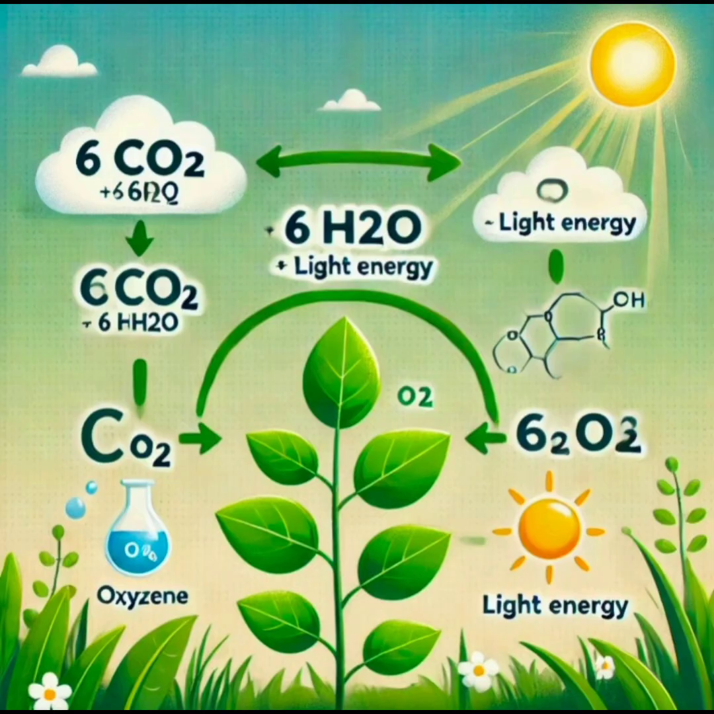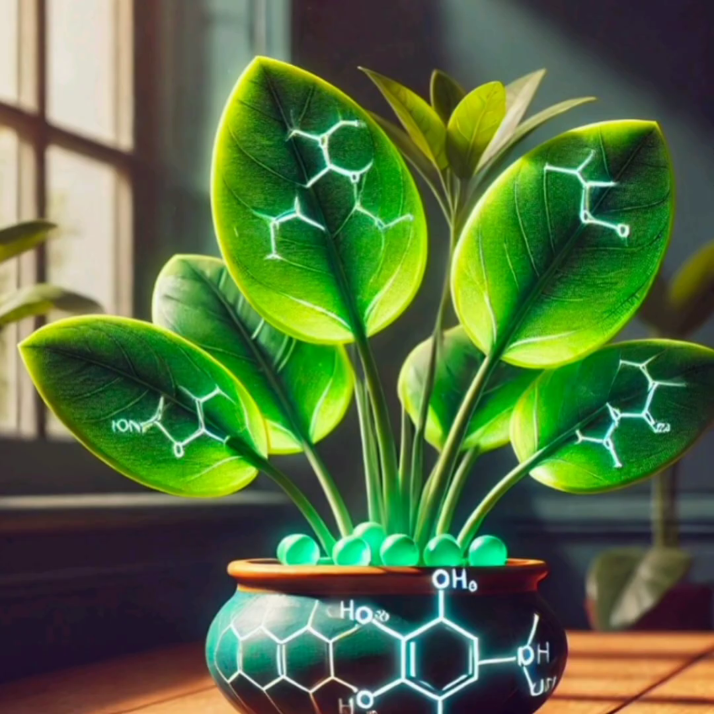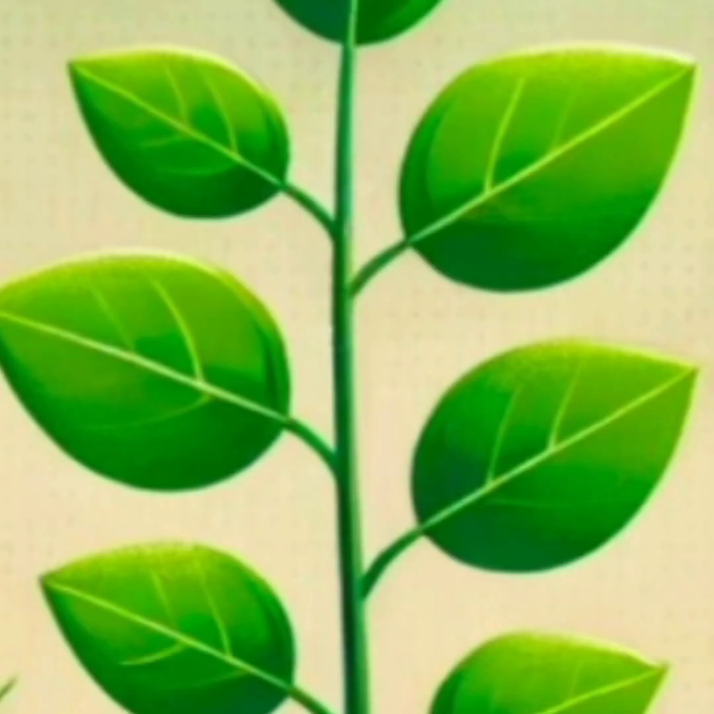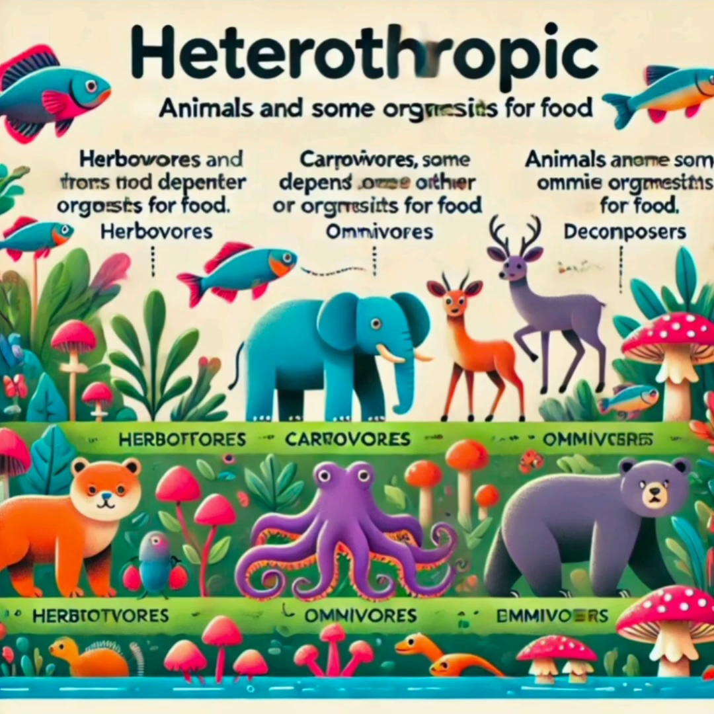The equation for photosynthesis is CO2 plus H2O, with sunlight and chlorophyll, gives glucose. Photosynthesis occurs in chloroplasts because they contain chlorophyll, a green pigment that traps sunlight. So, plants make their own food, but what about animals? That brings us to heterotrophic nutrition.